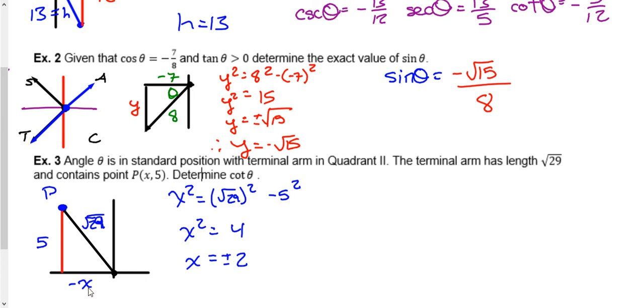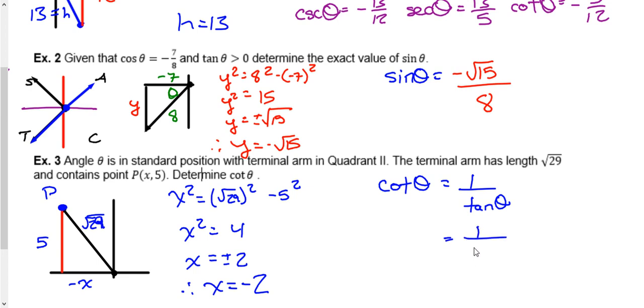From here though, we needed our negative x value, so therefore x has to equal just negative 2. And if you have that, we can figure out cotangent. So again, cotangent theta is the same thing as 1 divided by tangent theta. And of course, tangent uses opposite over adjacent, so let's just jot that down. So this is the same thing as saying 1 divided by opposite side of 5 divided by adjacent side negative 2. If you reciprocate and clean that up, that's now negative 2/5.